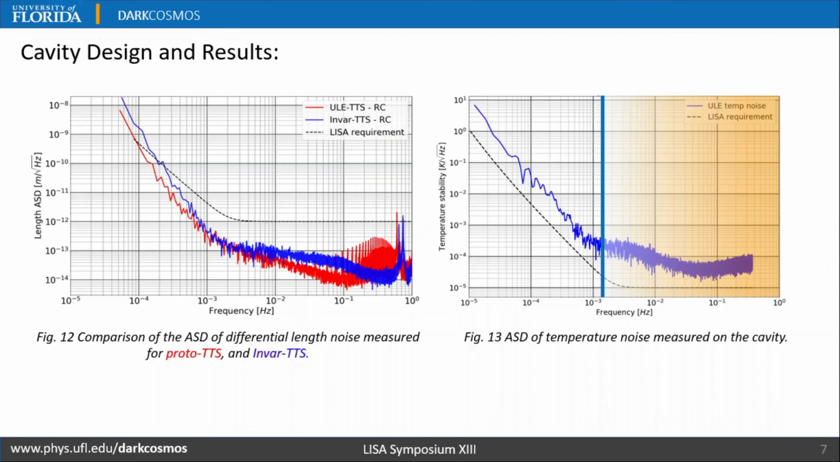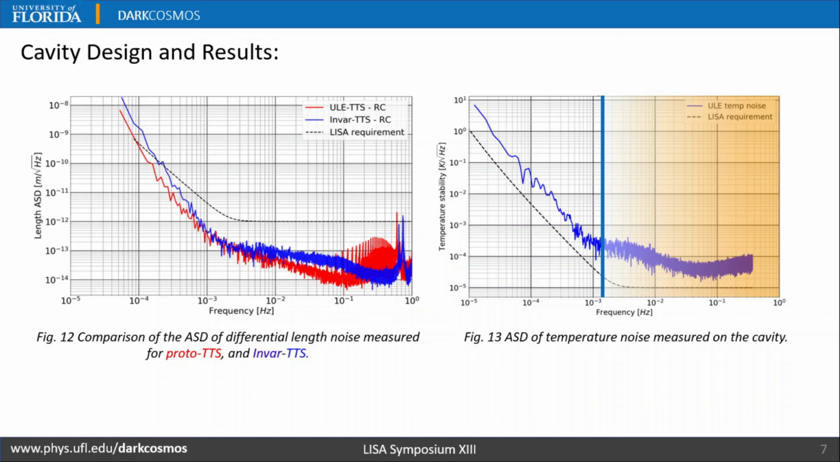Here we look at both results together. Above a mHz, both cavities show stability roughly an order of magnitude better than the requirement. Around 1 mHz, the cavities have identical length noise and are limited by the readout. The relevant difference in performance for us is at lower frequencies, where the ULE performs better than the invar TTS owing to the lower CTE displayed.